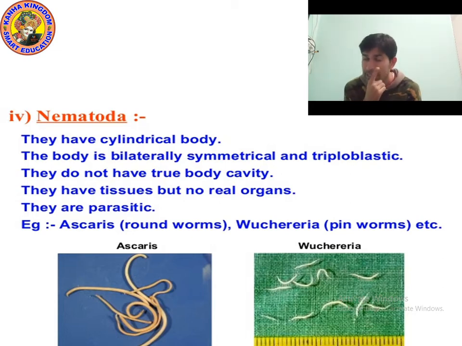They are parasitic, like roundworm. You know, the roundworm disease generally occurs in kids. When kids have a stomach-related problem, then it comes out through the excretory system, and at that time you can see the roundworm. It's true.